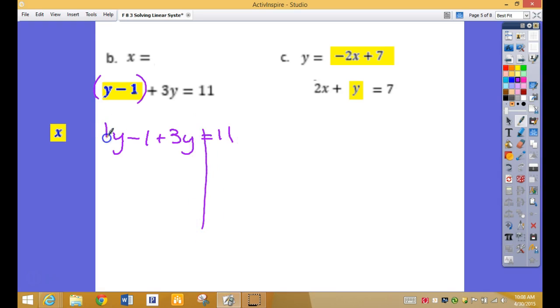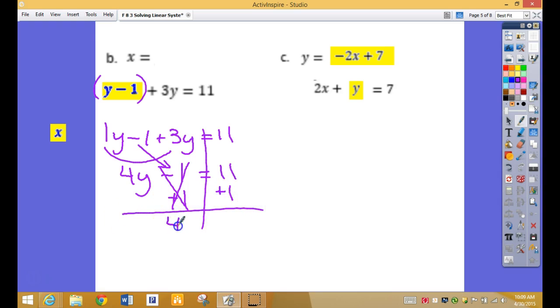Put your assumed ones in there. Combine like terms. How many y's would I have? 4 y's. I would have 4y, then what? Yep. Negative 1 or minus 1 equals 11. Now I need to do what? Yep. Inverse operation, red rover, send over, make that a 0, plus 1 over here.